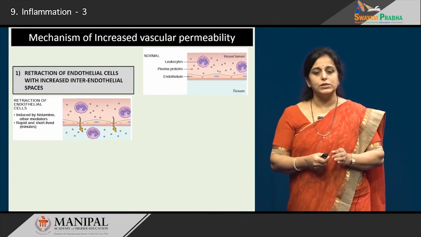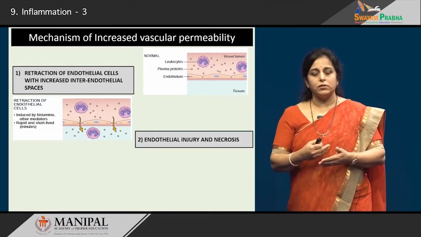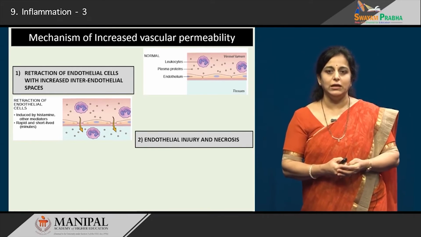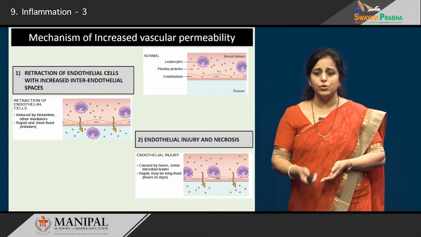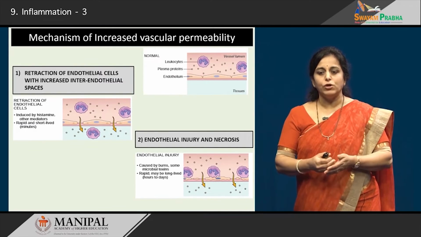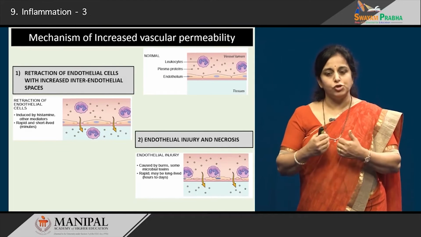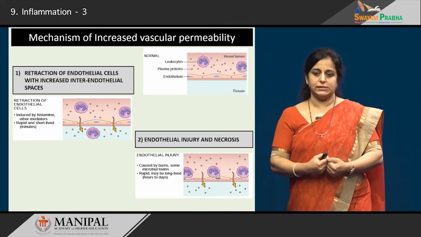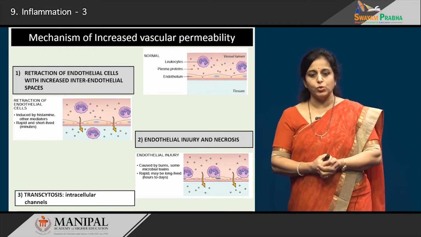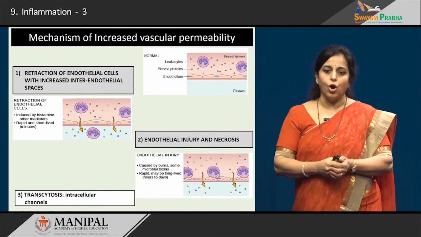However, this phenomenon is very short lived and occurs for only a few minutes. What takes over the mechanism of increased vascular permeability later? This occurs because of endothelial injury and necrosis. In this picture you can see the endothelial cells have been injured, because of which there are more gaps between them. This is brought about by the injurious agent itself or the leukocytes. The third mechanism by which there is increased vascular permeability is transcytosis, or the presence of channels in these endothelial cells. However, this mechanism is not well understood.